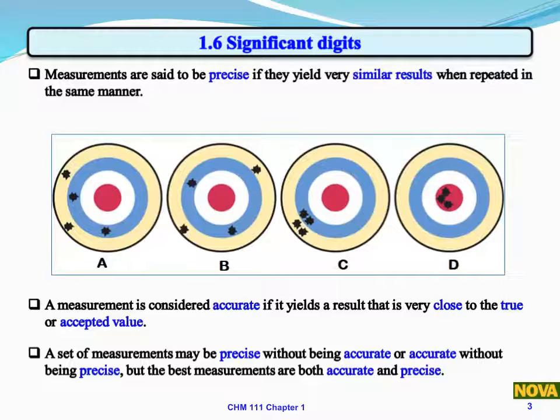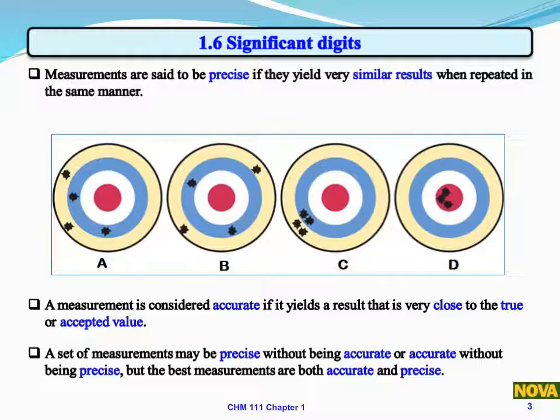Measurements are said to be precise if they yield very similar results when repeated in the same manner. The dartboard shown here can be used to illustrate the difference between precision and accuracy. If the bullseye is the intended target, the darts in C are precise but not accurate. The darts in D are both precise and accurate.